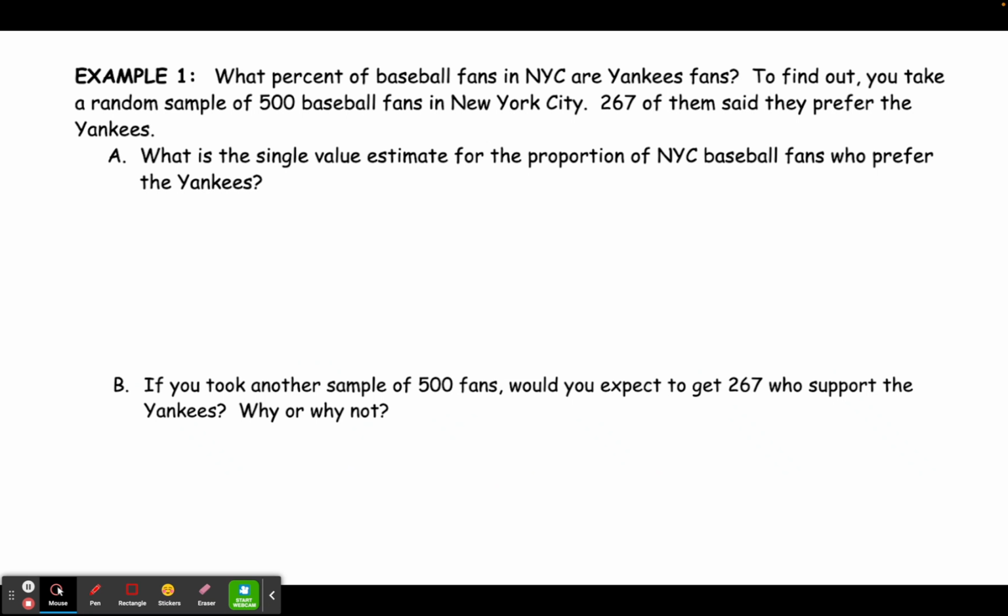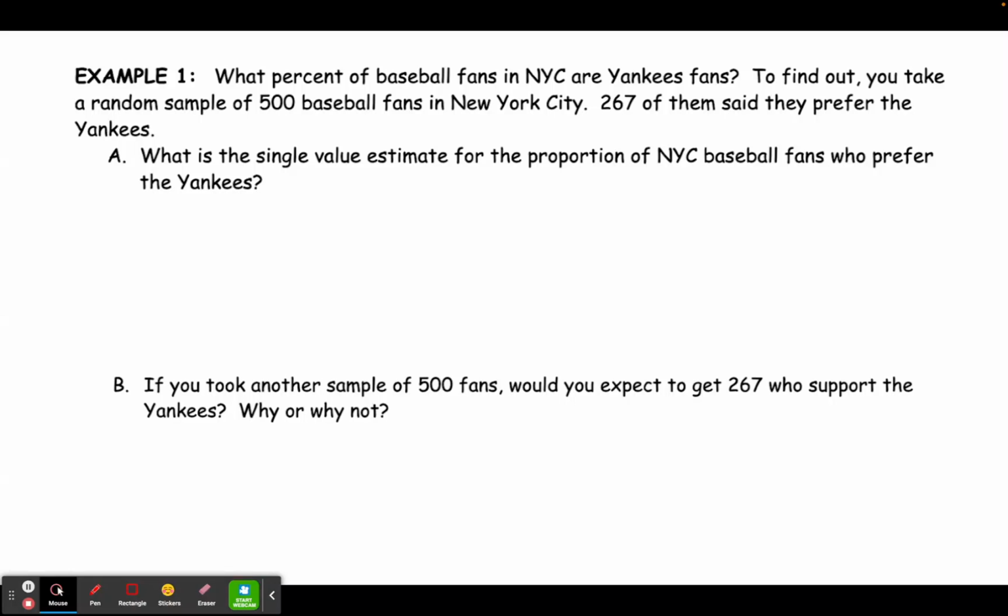All right, let's do an example. What percent of baseball fans in New York City are Yankees fans? You may know that in baseball, in New York City anyway, there are 2 teams: the Mets and the Yankees. So some undoubtedly favor one over the other. To find out, we take a random sample of 500 baseball fans in New York City. 267 of them said that they prefer the Yankees.